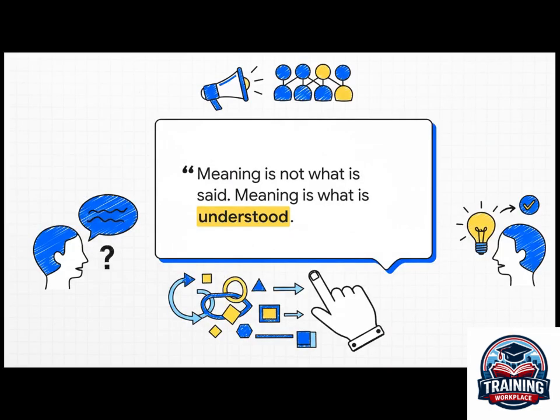If you remember just one thing from our time today, let it be this quote: "Meaning is not what is said, meaning is what is understood." This simple idea is a complete game changer. It shifts the responsibility for clarity from the listener over to the sender, to you. The success of your communication isn't measured by what you intended to say, it's measured by your audience's actual comprehension.